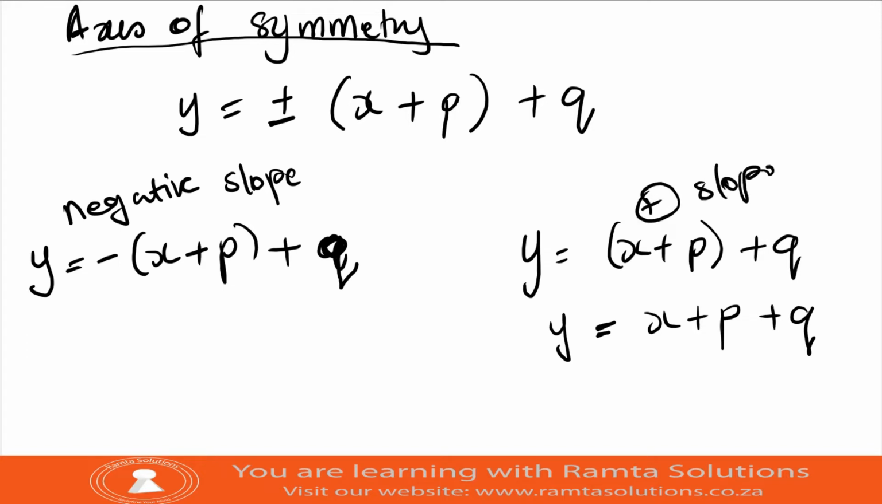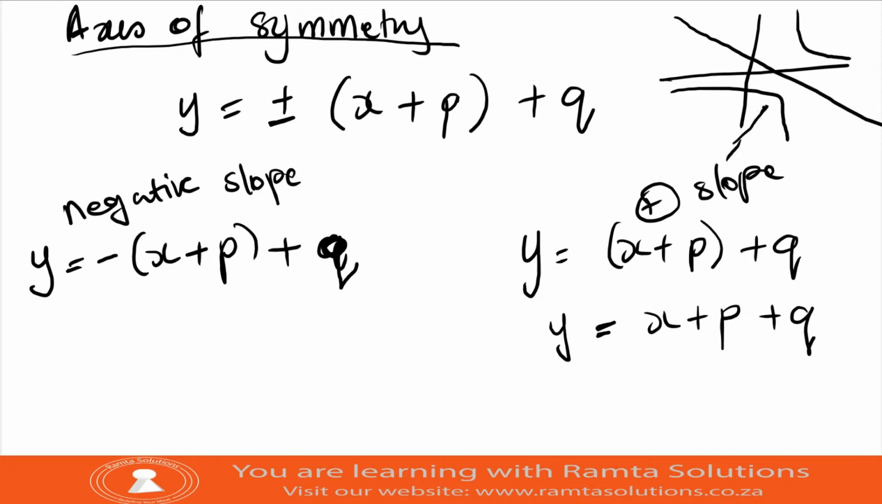So on your graph, whichever graph it may be, you have one like this, and then you have one like this. This is your one with the positive slope, and this is the one with your negative slope. Okay, all right. Now let's head to domain and range.